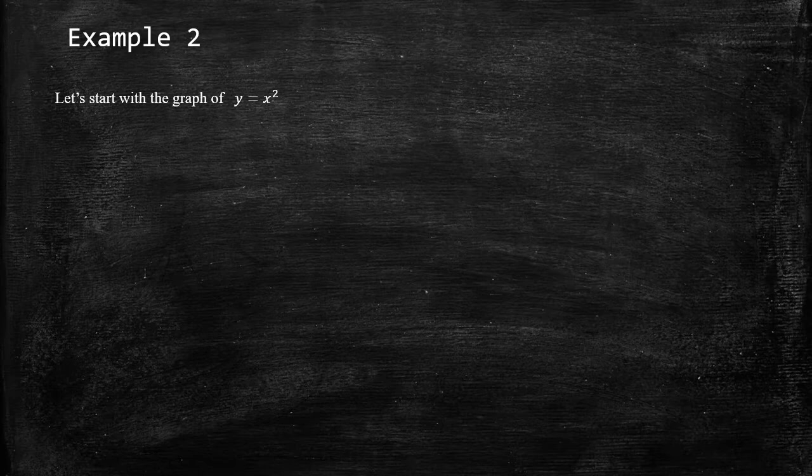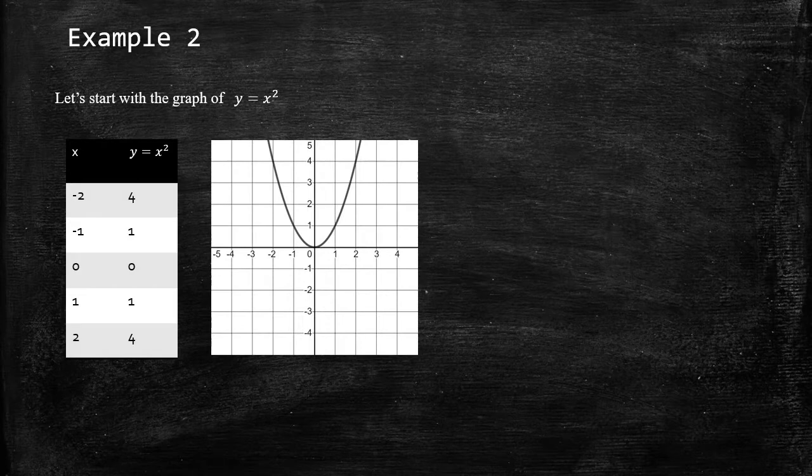Okay, example 2. So let's start with the graph of y equals x squared. So this was one of our parent functions from the last section. So we have 5 points on the graph: negative 2, 4; negative 1, 1; 0, 0; 1, 1; 2, 4. So what we want to do is graph the new function g of x, which is x squared minus 2.